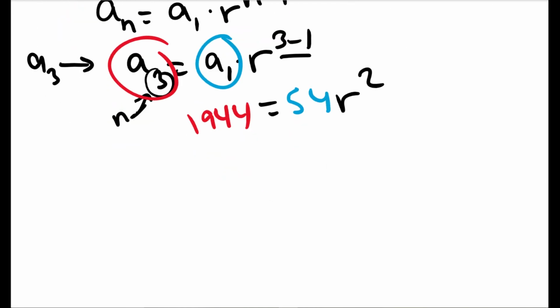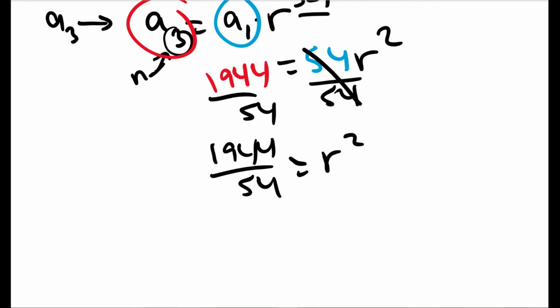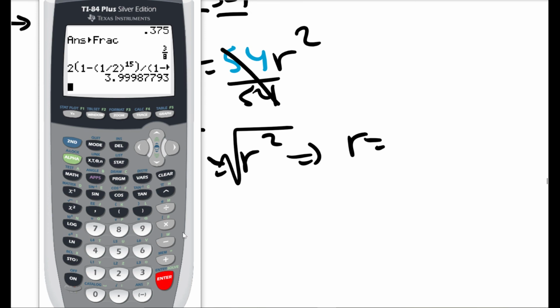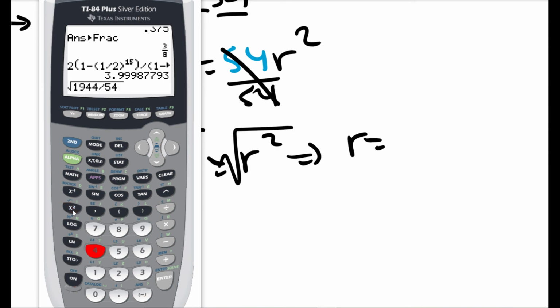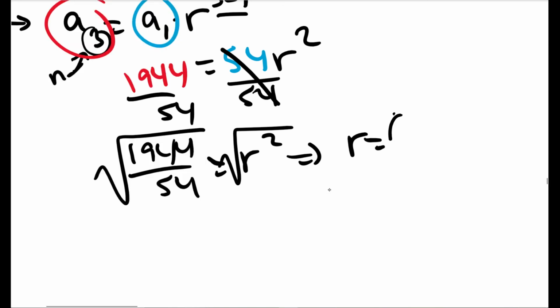Now our job is to solve for r, so we're going to go ahead and divide off the 54 on both sides, and then we're going to take the square root of that. So we get 1944 divided by 54 equals r squared. The only way to get rid of that squared is with a square root. So we're going to do the square root of that fraction. To do the square root, you hit second x squared. So what's the square root of 1944 divided by 54? Turns out that it's 6. So we got r is 6.